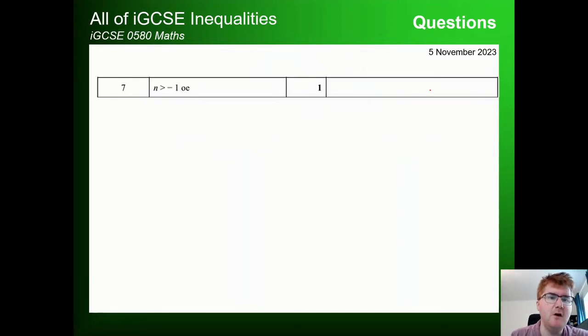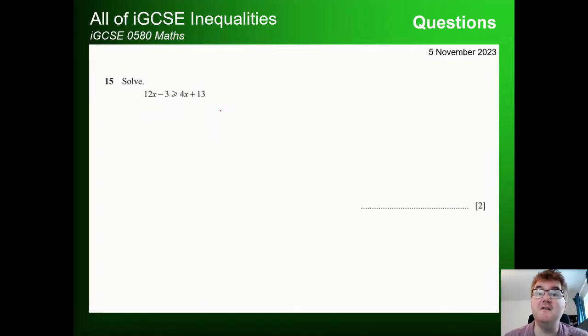So there's the answer, all equivalent. So what they mean here, the OE, you could write it the other way around, and this would also be correct as well. Okay, now we've got another solving question, again question 15 here.